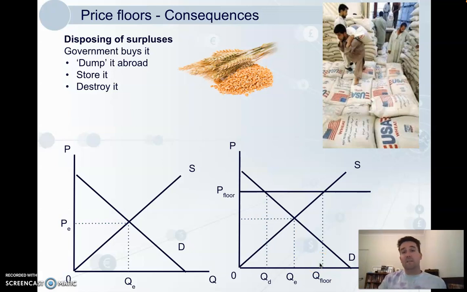You can see that this is going to be a huge cost. Look at how much they're buying at a high price. That is costing the government a huge amount of money. What else could the government have done with all this money? There is an opportunity cost at play.